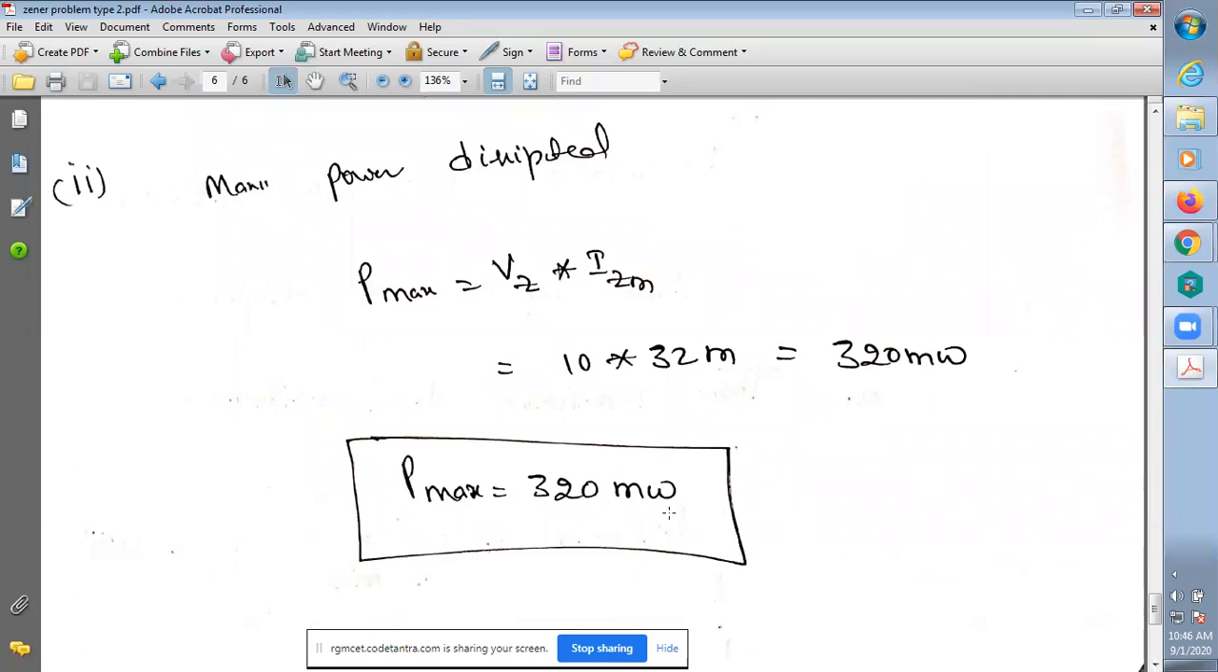In the afternoon session, I will post one practice problem. Try to find the minimum load and maximum load, minimum and maximum load current, as well as the power dissipated in the circuit, right?